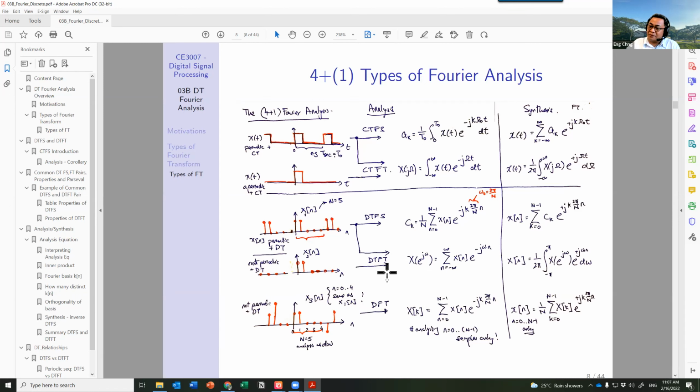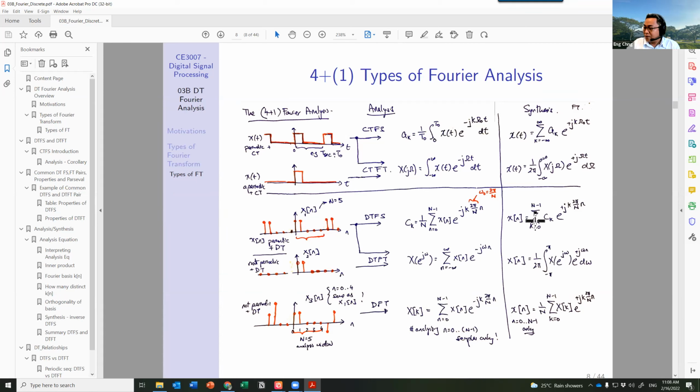DTFS, DTFT. What about the synthesis equation? Synthesis equation takes the Fourier representation, which is c_k. See, the input is c_k, the output is x[n]. So this is a synthesis equation. I take the frequency representation, I pop out x[n]. Same, X(e^jω): I push in X(e^jω), the frequency representation.